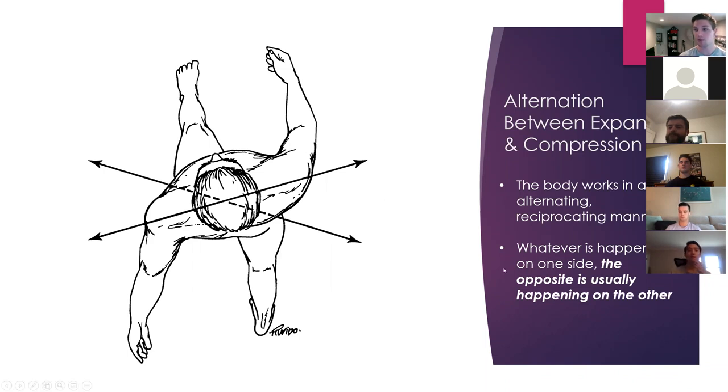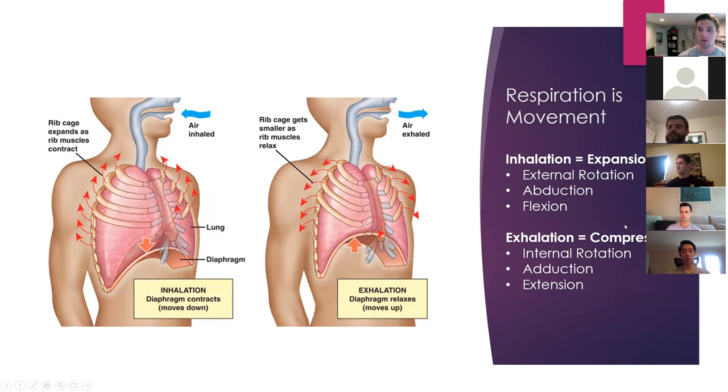A good rule of thumb with gait is whatever is happening on one side of the body, the opposite is usually happening on the other. Keep that in mind. So respiration is movement. We move so much within our body when we breathe. When we inhale, that's that expansion. Our ribs are going to externally rotate. We're going to see abduction and flexion throughout our body. That includes the pelvis and the rib cage and the shoulders.